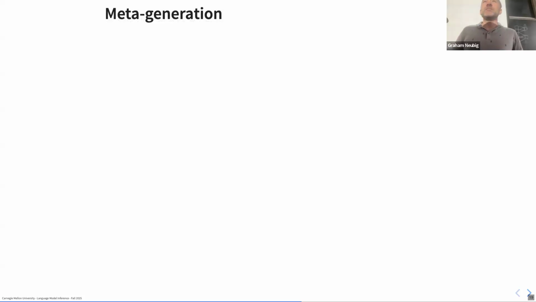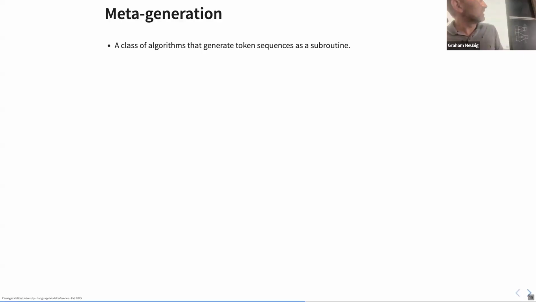The next thing I'd like to talk about is something called meta generation. We coined this term, so it's not a super standard term. It's in the survey paper that was in the references for this course, but I think it's a reasonably good term. Basically it's a class of algorithms that generate token sequences more or less as a subroutine to the main algorithm.